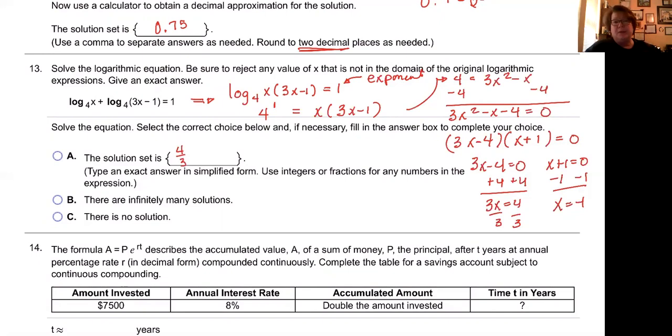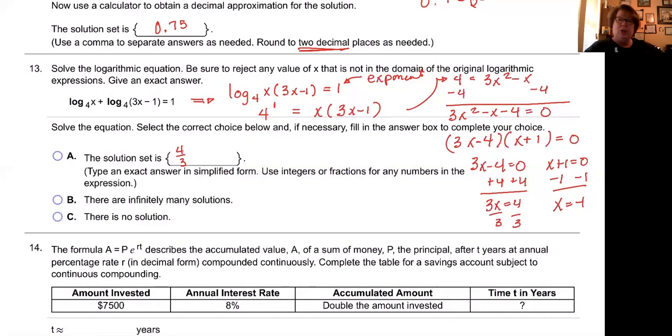How about the -1? Oops, it doesn't work, immediately. Because if I put -1 into that first logarithm, the log base 4 of -1 does not exist. So -1 is not a solution to this equation. It's extraneous. So the only solution to this equation is 4/3.